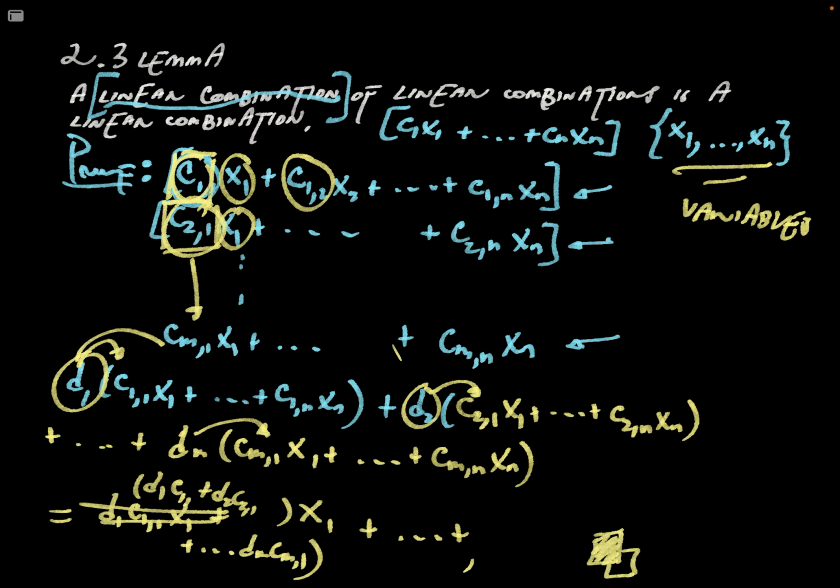A big deal would be to see that this here is also just another real number. Again, d1 is some real number, c11 is some real number, d2 is a real number. So this is just the sum of real numbers, which is just a real number. So this is just a new coefficient, say k1. And then again, you get a linear combination of the original variables x1 through xn.